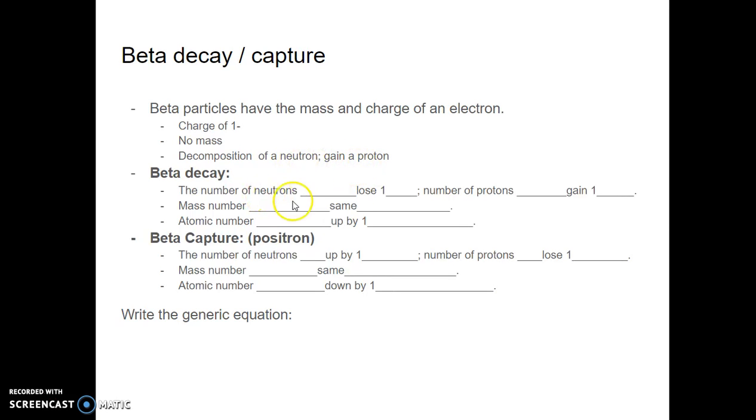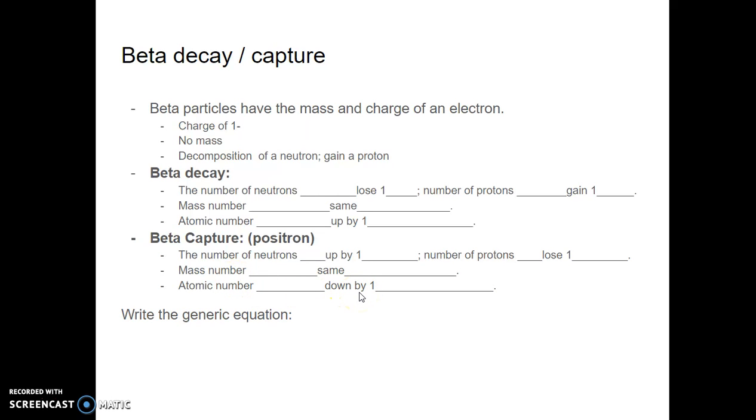What does change, though, is the number of protons you have. So when you go through beta decay, when you lose a beta particle, you lose 1 neutron, but you gain 1 proton. So your mass number stays the same, and your atomic number goes up by 1. If you go through beta capture, meaning you take it in, the number of neutrons goes up by 1, but the number of protons goes down by 1, because to make a beta particle, you have to combine a proton and an electron together. Essentially, you're making a neutron. So the mass number still stays the same, but the atomic number in this case goes down by 1.